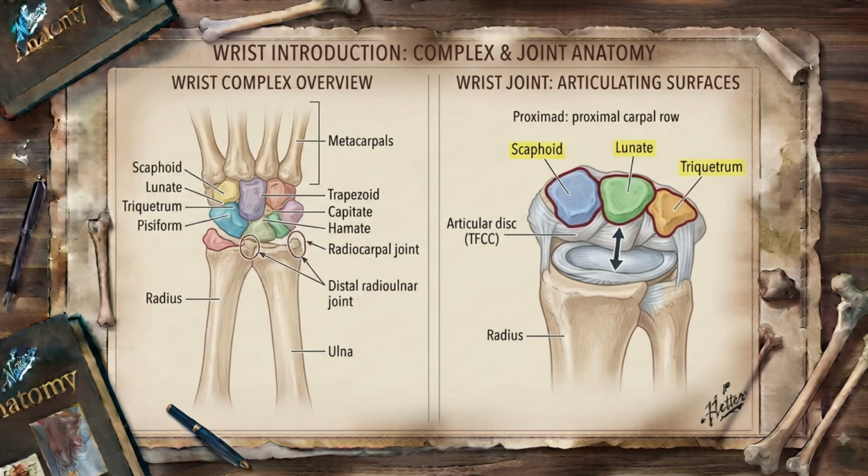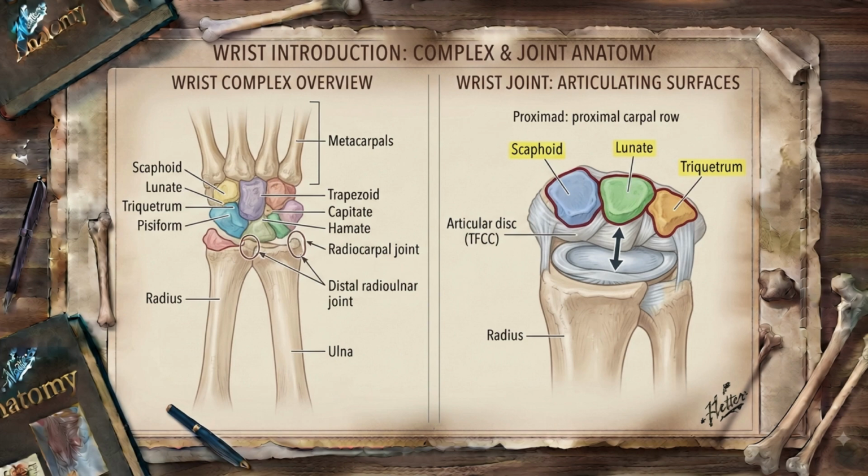Now we move distally to the wrist. The wrist complex involves the distal radius, distal ulna, carpal bones, and associated soft tissues. The major joints include the radiocarpal joint and the distal radioulnar joint. The wrist allows flexion, extension, radial deviation, and ulnar deviation. And importantly, the wrist position strongly influences hand function and grip.